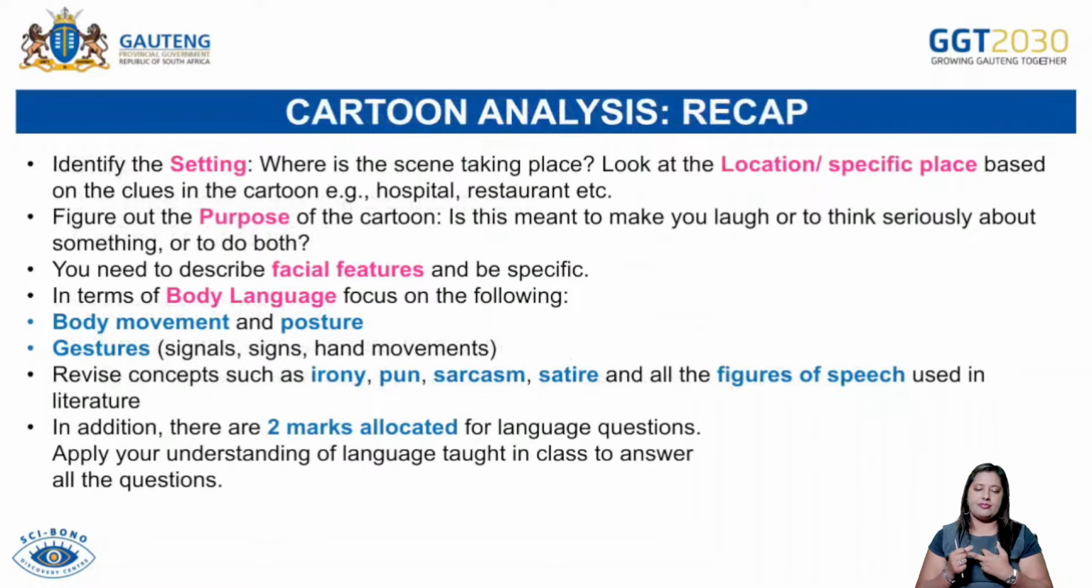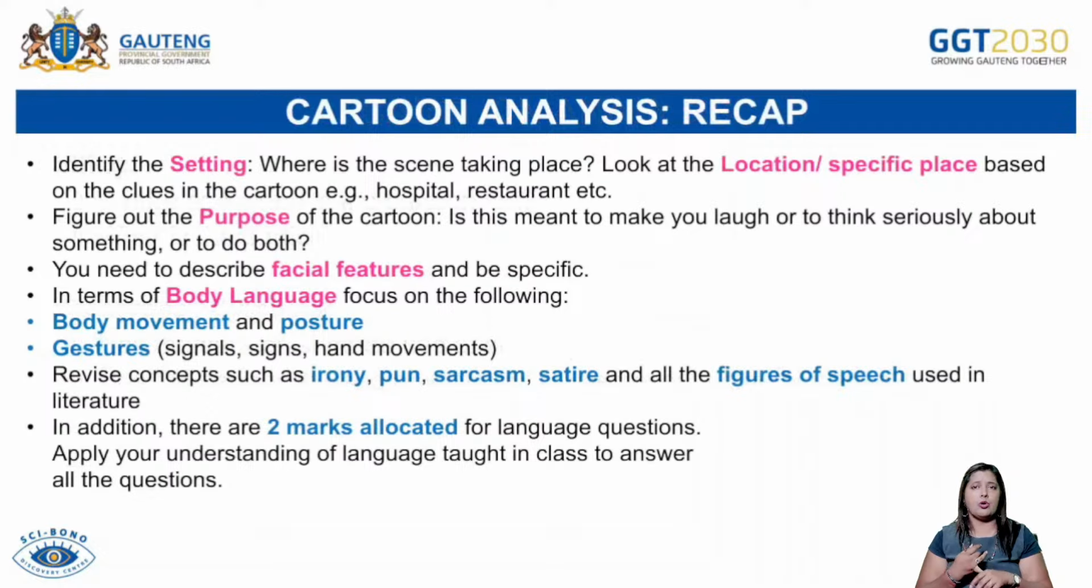You need to describe the facial expressions of the characters and be specific as to what those facial expressions can be interpreted to mean. You want to also look at the body language of the characters, okay? And focus on that. How are the characters moving within the frame? Their body movement, their postures, for example, the gestures they are making. Maybe one character is using their hands like I'm using right now, or they're using big, bold eyes, or huge eyes being showcased. That kind of thing to suggest movements, all right? Then please look at your concepts like irony, pun, satire, sarcasm, and the figures of speech that can be used like your hyperbole.